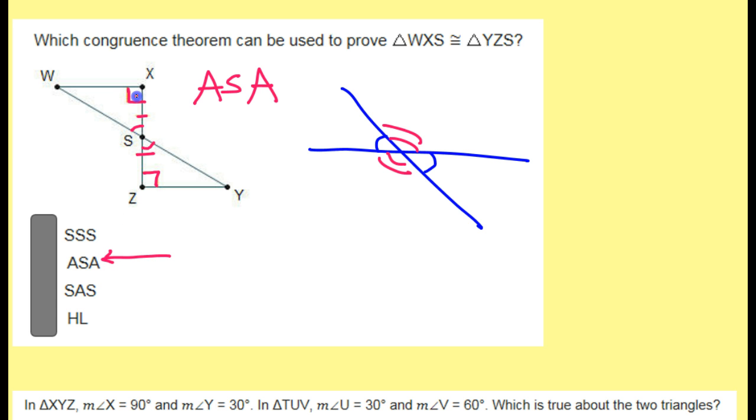Now you see that's a right triangle, so you might have been tempted to say hypotenuse leg. But that H stands for hypotenuse, and the hypotenuse is like WS. We don't know anything about WS. There's no marking here. We have no reason to believe that WS and SY are congruent. We don't know anything about the hypotenuse, so that's why it is not hypotenuse leg.